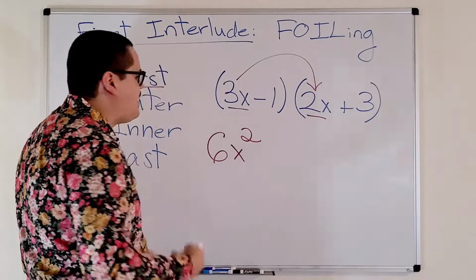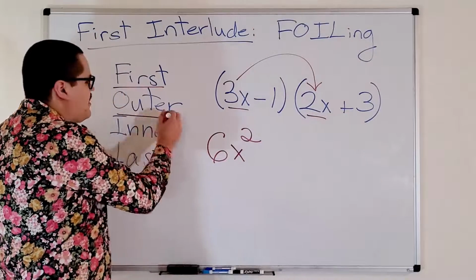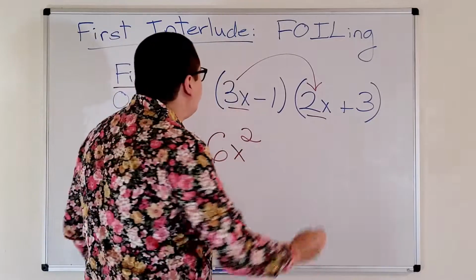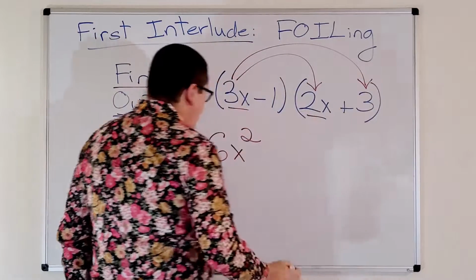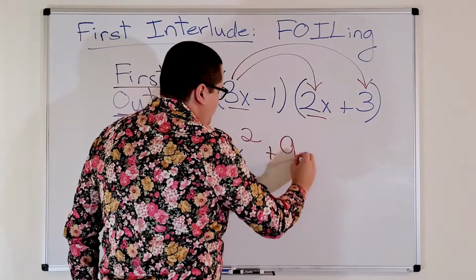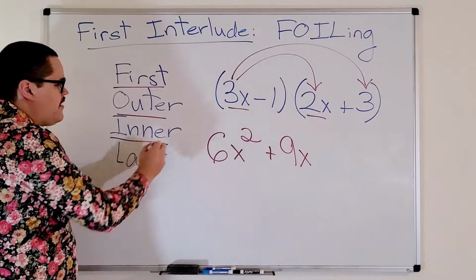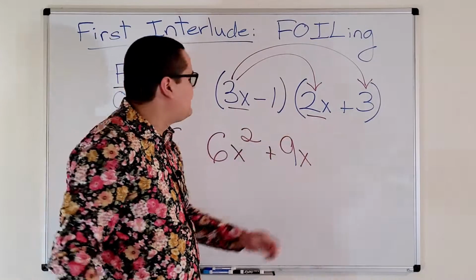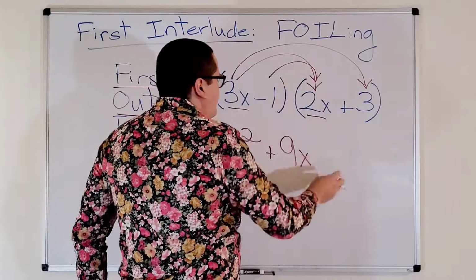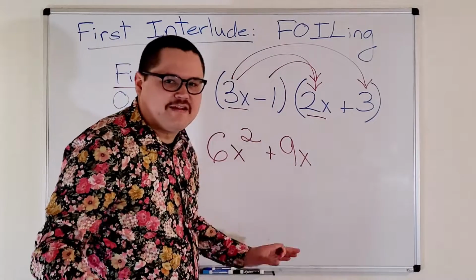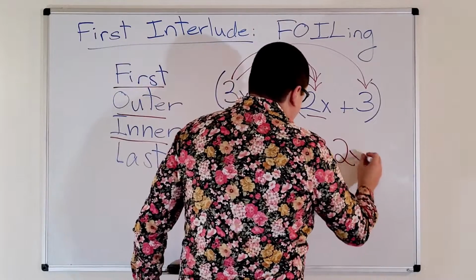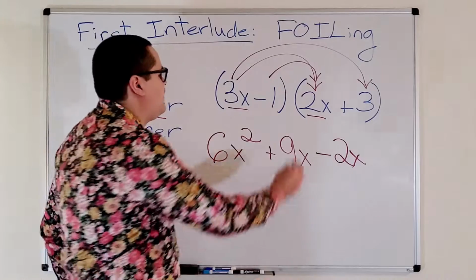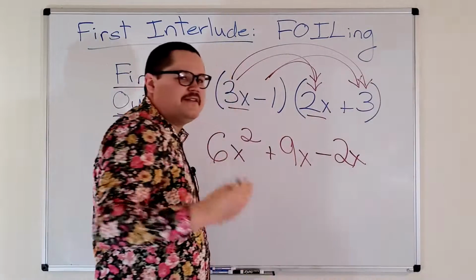Okay? The next term, outer, refers to the 2 outer terms. In this case, 3x and 3. So 3x times 3 is 9x. Inner refers to the 2 inner terms. In this case, negative 1 and 2x. So negative 1 times 2x is negative 2x. And last, of course, the last 2 terms. So negative 1 times 3 is negative 3.